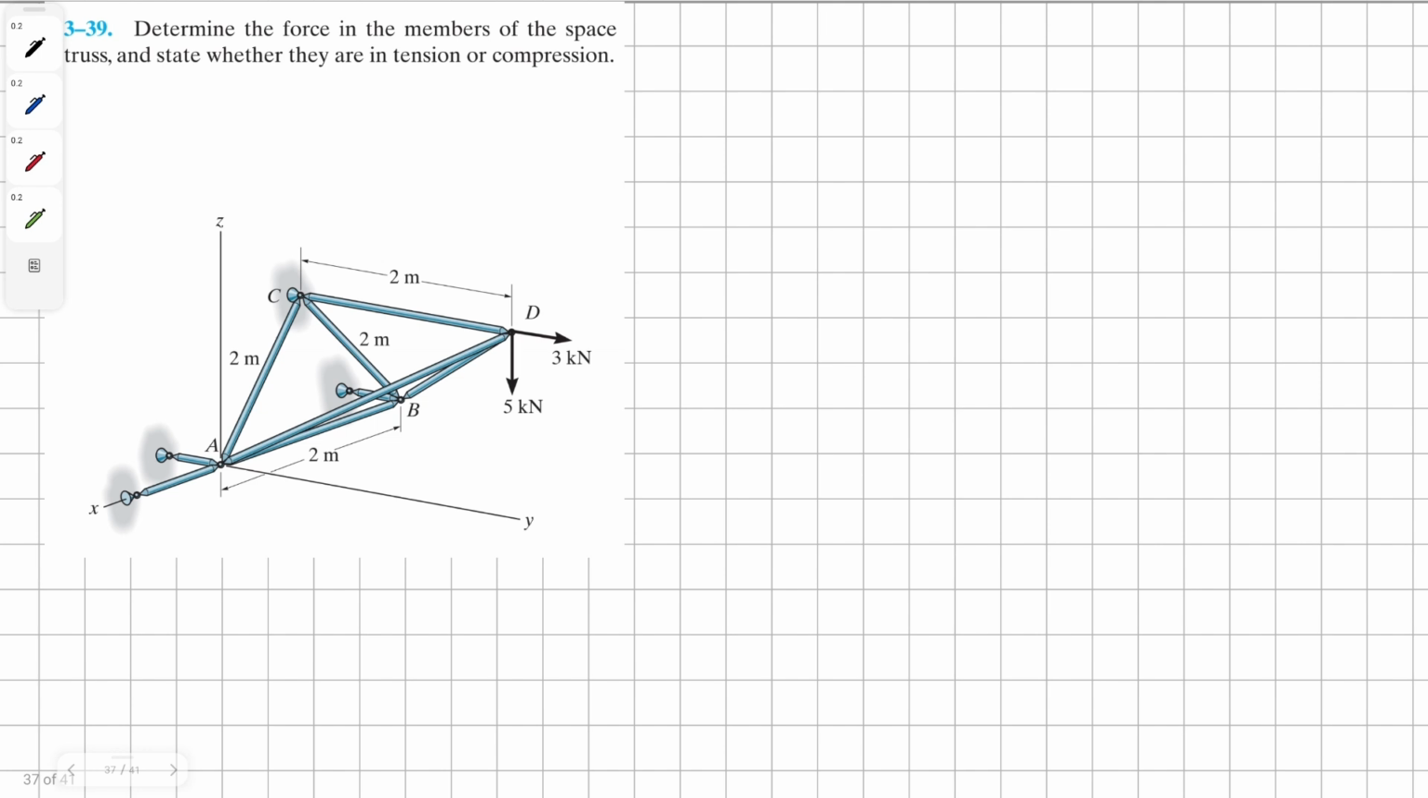Looking at this truss, we know that ABC is an equilateral triangle, and we can find our angle at A, B, and C. So our angle CAB is simply going to be cos theta, which I'm going to name this angle as cos theta.